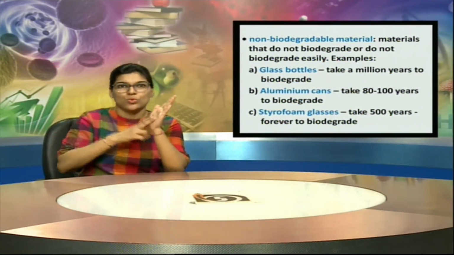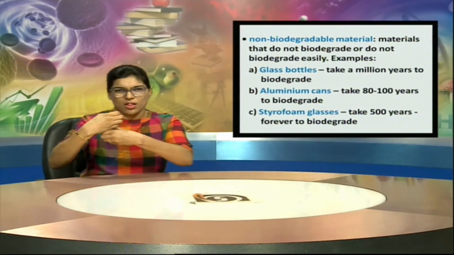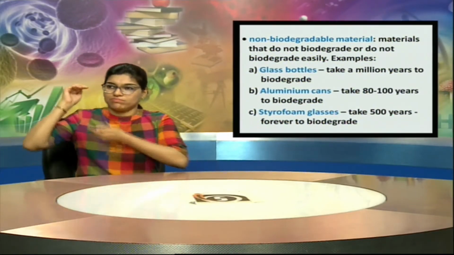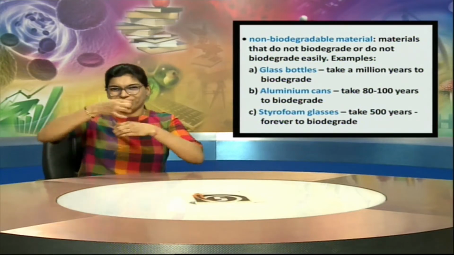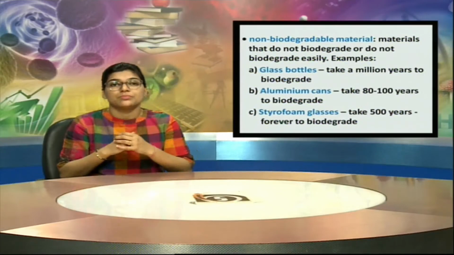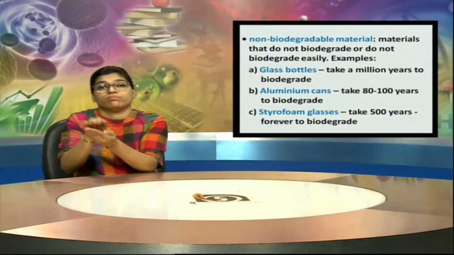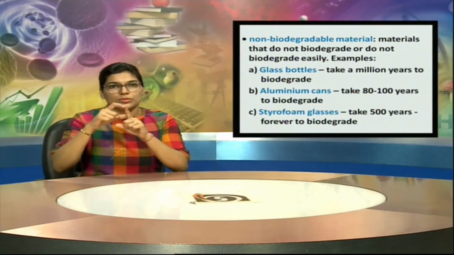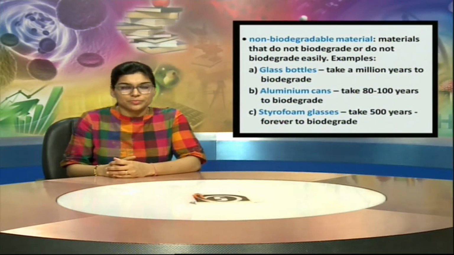Now, this one is also a similar word, which is non-biodegradable material. Those materials that do not biodegrade easily, just like glass bottles, take about millions of years to biodegrade, and aluminum cans take around 100 years, and styrofoam glasses take 500 years to decompose. So, all these things are known as non-biodegradable materials. Things which get decomposed after a very long time.